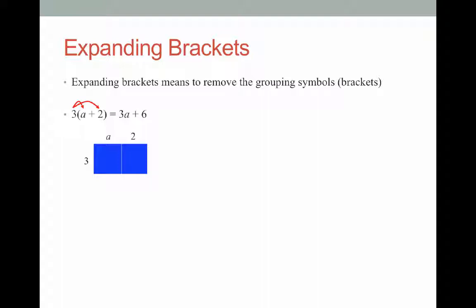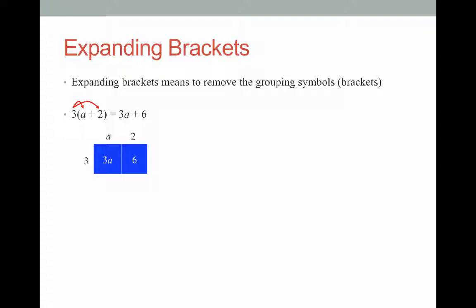All I did was split them, well, not in half, but I split them up into one length of a and one length of 2. So my first rectangle would be 3 lots of a, which is 3a, and my other rectangle would be 3 lots of 2, which is 6. Now this same area is 3a plus an extra 6, which is what our answer is. So visually what's happening when we expand brackets is really we're changing one area into two.